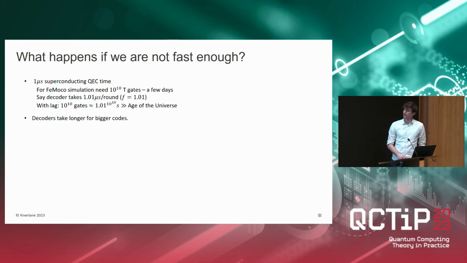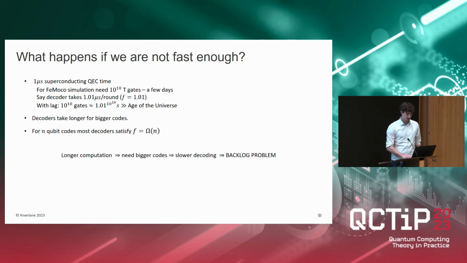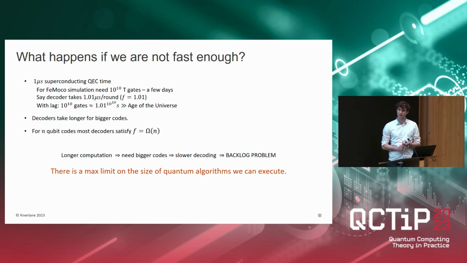And what makes this even worse is that decoders take longer for bigger codes. So the bigger the code is, usually this factor F is going to scale linearly with the number of qubits. And if we want to perform a very long computation, we really need big codes because we need to stop the state from decohering, which means that we have slower decoding, and eventually that's going to lead to a backlog problem. So this means that there is a maximum limit on the size of quantum algorithms that we can execute as long as we have this linear scaling.